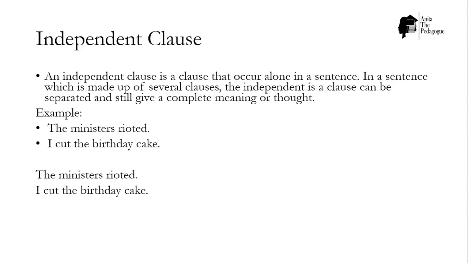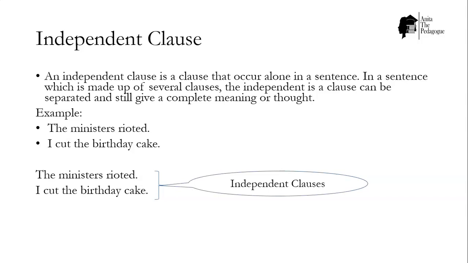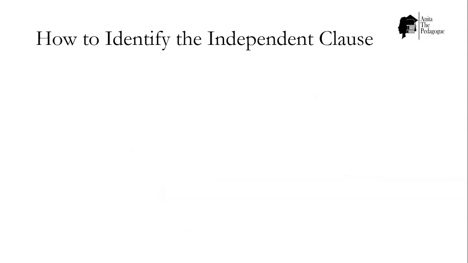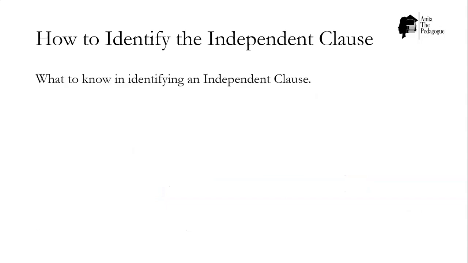So let us take note that the ministers rioted, I cut the birthday cake. These are independent clauses. Now note that these sentences can stand on their own and give a complete meaning. They do not depend on any other clause, phrase, or words to give a complete meaning. So these clauses are acceptable as complete statements. Let's proceed and look at really how to identify the independent clause. What to know in identifying an independent clause.